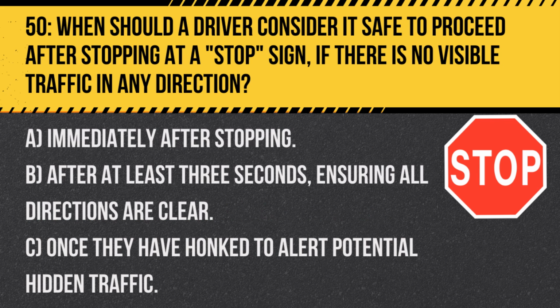Question 50. When should a driver consider it safe to proceed after stopping at a stop sign if there is no visible traffic in any direction? A. Immediately after stopping. B. After at least 3 seconds, ensuring all directions are clear. C. Once they have honked to alert potential hidden traffic. Answer B. After at least 3 seconds, ensuring all directions are clear. This way helps ensure that the way is truly clear, especially at intersections with limited visibility.